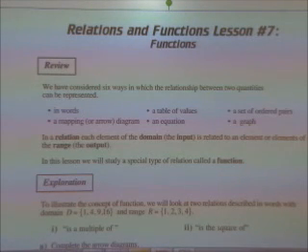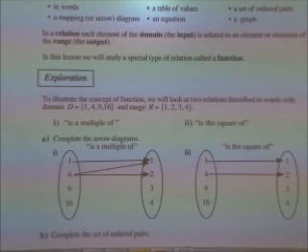So as I said in the last class, we're going to look at functions. So functions are a special type of relation, kind of how thumbs are a special type of finger. So not all fingers are thumbs, but all thumbs are fingers. So not all relations are functions, but all functions are a type of relation. Your thumb is still considered a finger. It's just a special type of finger, right?